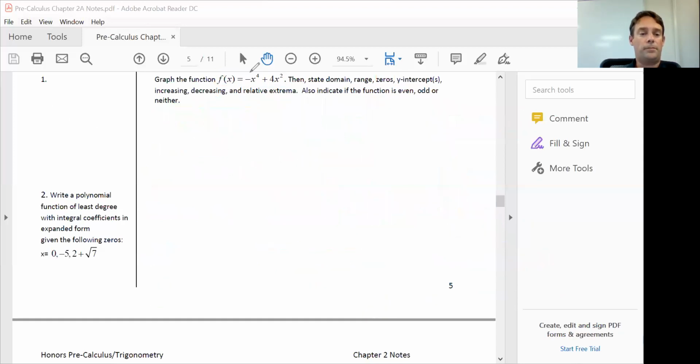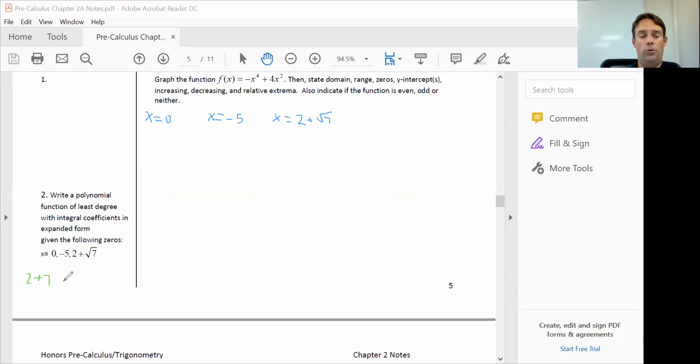All right. What if I give you something where I give you the actual zeros, and I ask you to tell me what the polynomial is? Now, first of all, you need to know something about a polynomial. Polynomials will not have radicals as one of their terms.